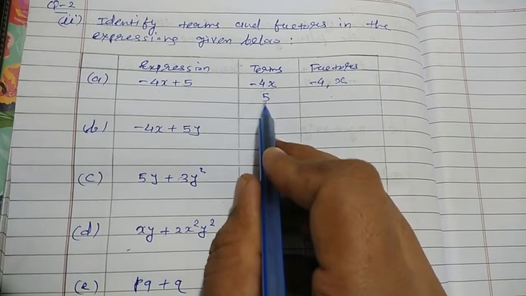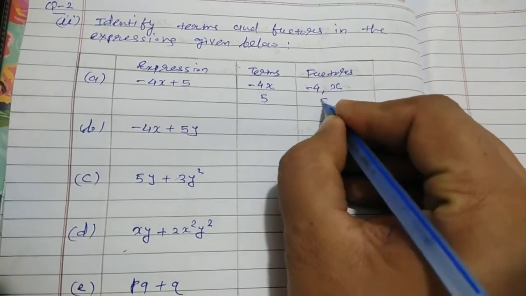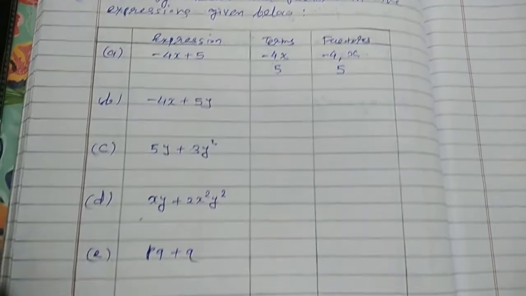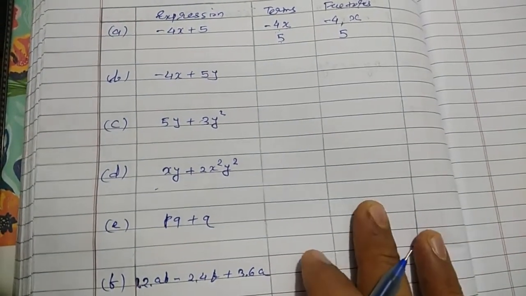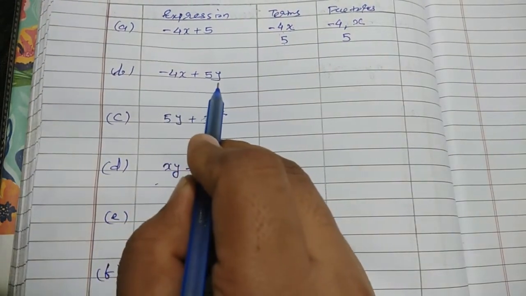Now here 5 is a constant term. So it is a factor of itself. So the factor of 5 is 5 only. Next, question number 2, minus 4x plus 5y.